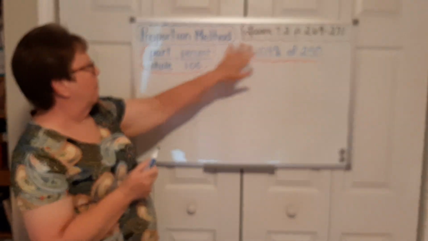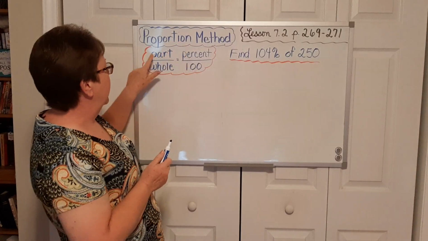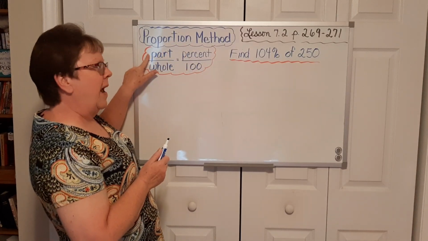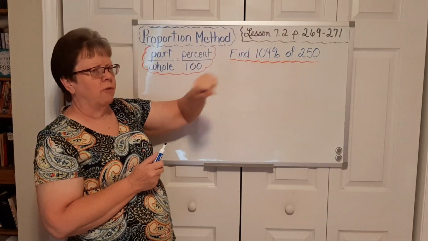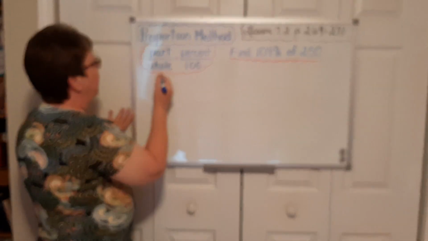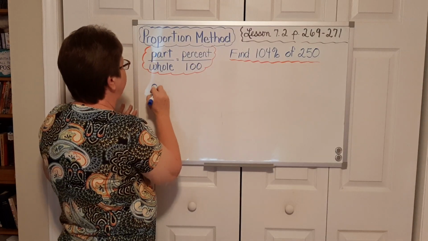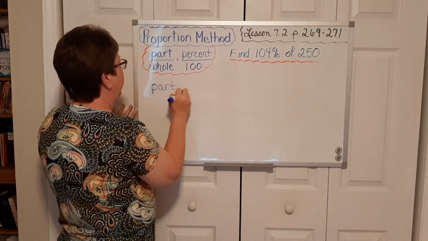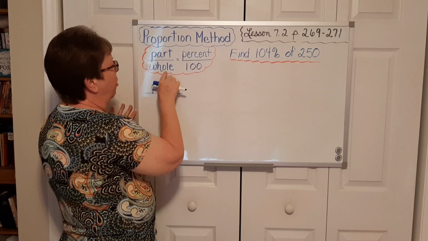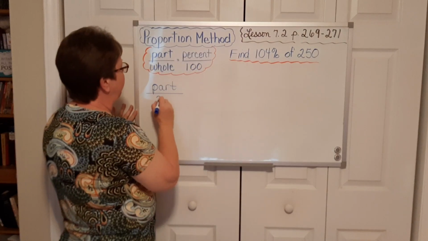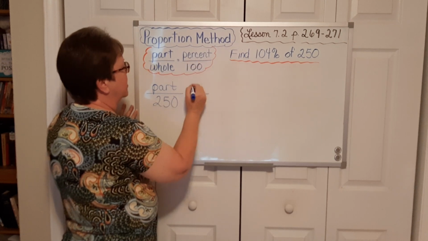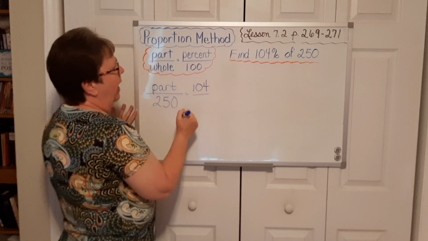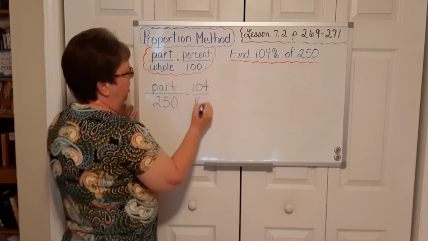So the first thing we're going to do is plug in our numbers in the correct place in our formula. So the part, well, we haven't found the part yet because we're finding 104% of the 250. So we don't know what the part is yet. So let's just write that again here. Now, the whole is the 250. Okay? And then the percent is 104. And then that's over 100.